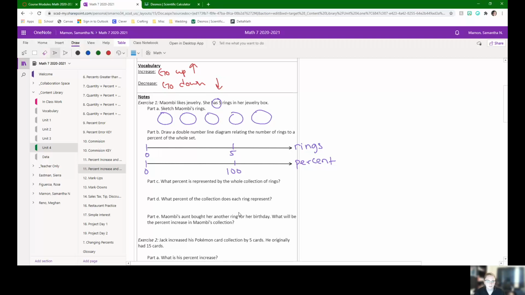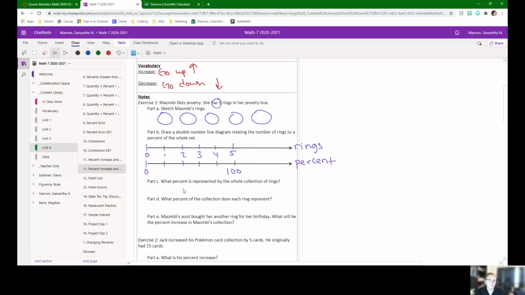So there's our double number line, but we need to figure out the percent for each ring. I'm going to break this up into 5 as much as I can, evenly spaced. 1, 2, 3, 4, 5. That's pretty evenly spaced. Good job, Miss Marnon.